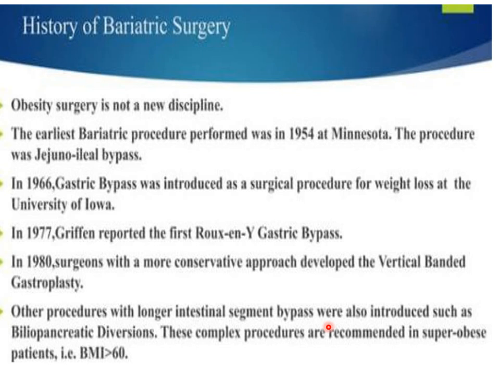In 1977, Griffin reported the first Roux-en-Y gastric bypass. What's the meaning of Roux-en-Y? It means in the shape of the Y. So the history of the Roux-en-Y gastric bypass goes back to 1977. And in 1980, surgeons with a more conservative approach developed the vertical banded gastroplasty. I will talk about all of them in detail in the next few slides. Procedures with a longer intestinal segment bypass were also introduced, such as the biliopancreatic diversion. It's really a major surgery done for people whose body mass index is more than 60.